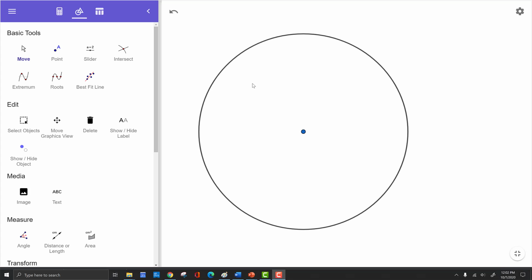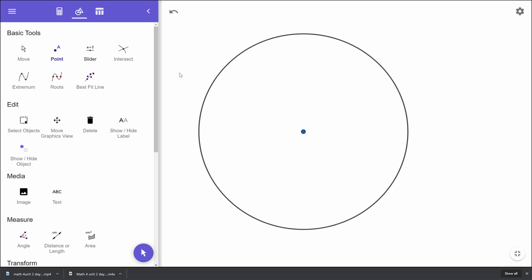Alright, so what's so special about an inscribed quadrilateral? So that's your task right now. So let's go ahead and build one. So again, if I want to build a quadrilateral, I can easily place 4 points along the circumference of the circle. So it doesn't matter where I place them, that'll be fine. And now I just use the point tool to do that.